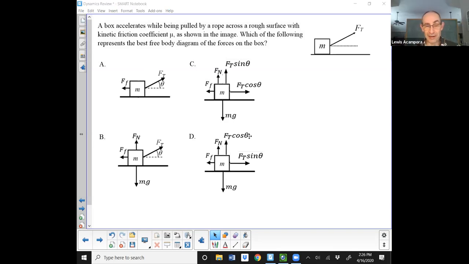For those wondering out there, these polls are completely anonymous and we are not saving your answers. Don't be afraid to ask questions or to just identify misconceptions.